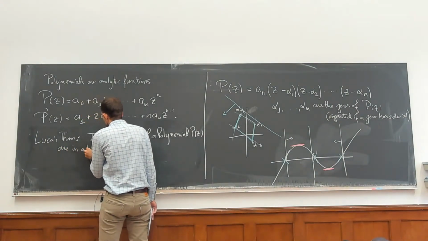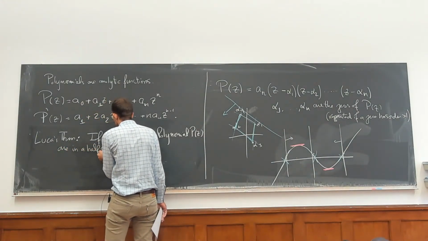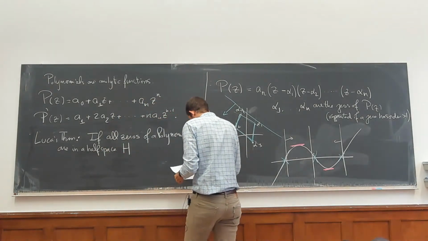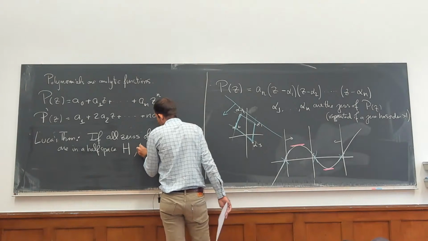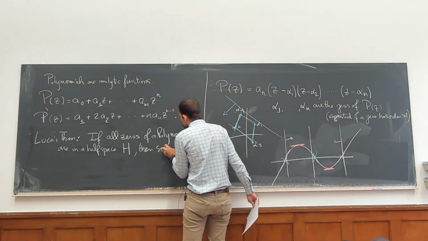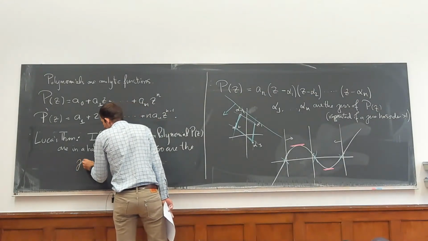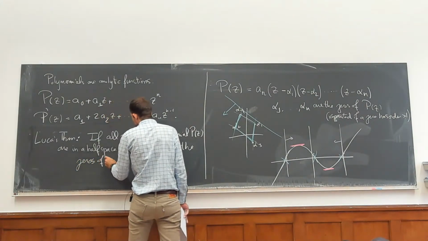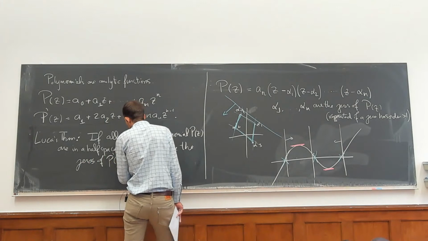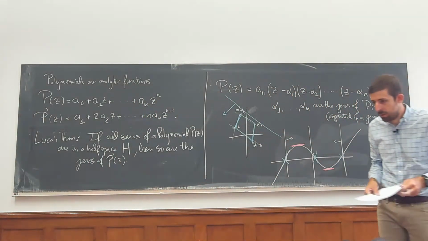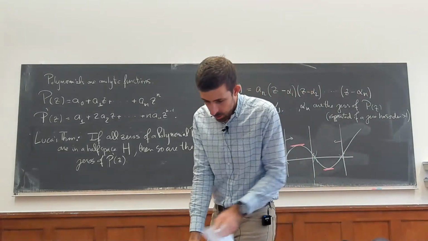in a half space H, then so are the zeros of P prime of C. Okay, where a half space is just you draw a line and it's one side of the line, right? Exactly how we would expect it.